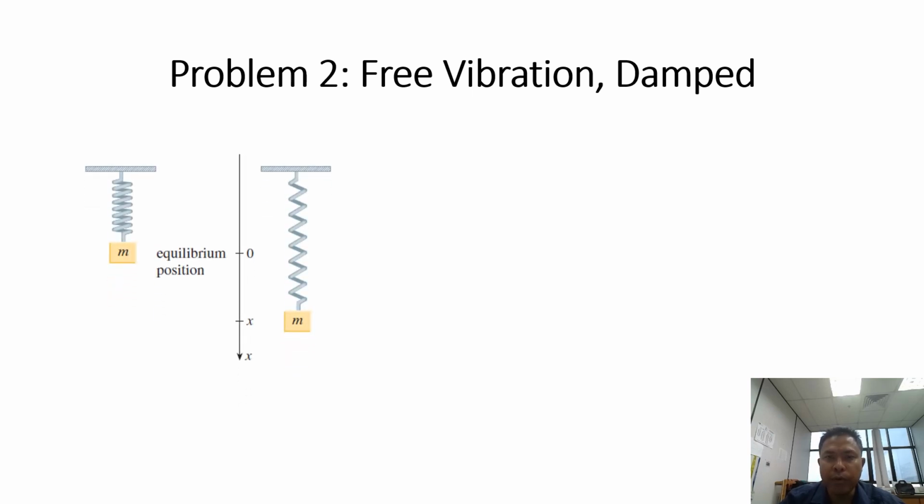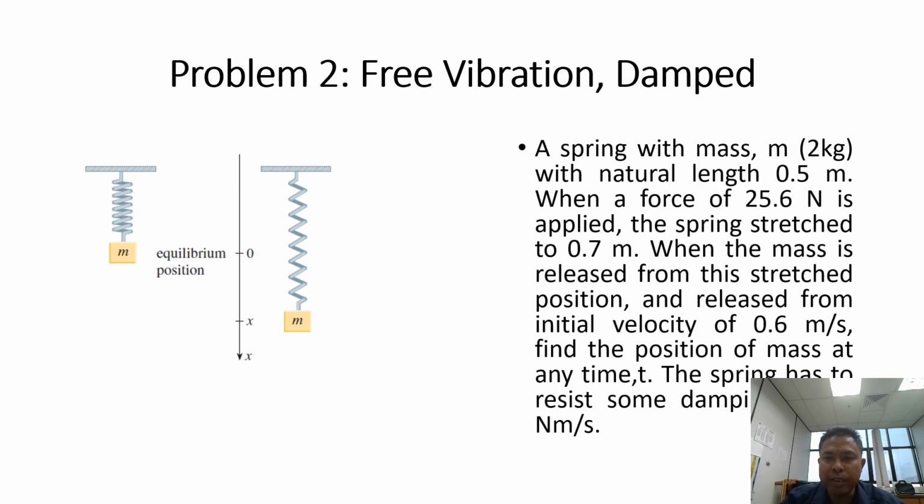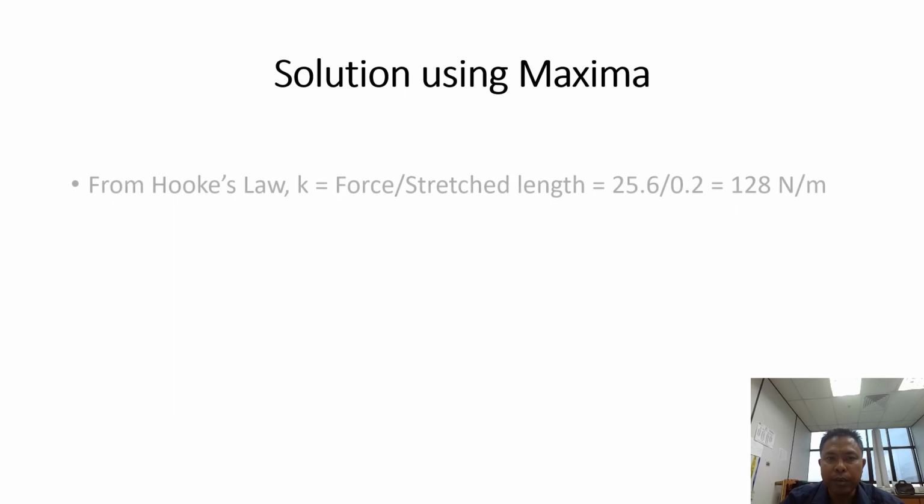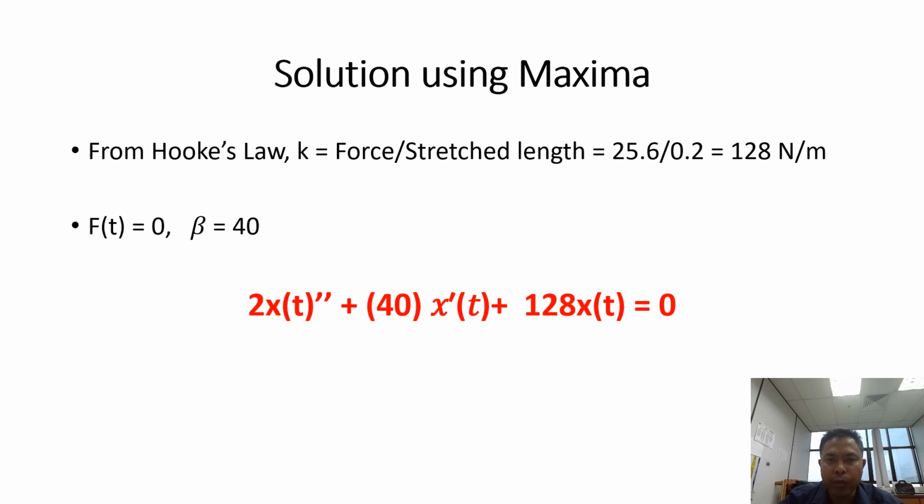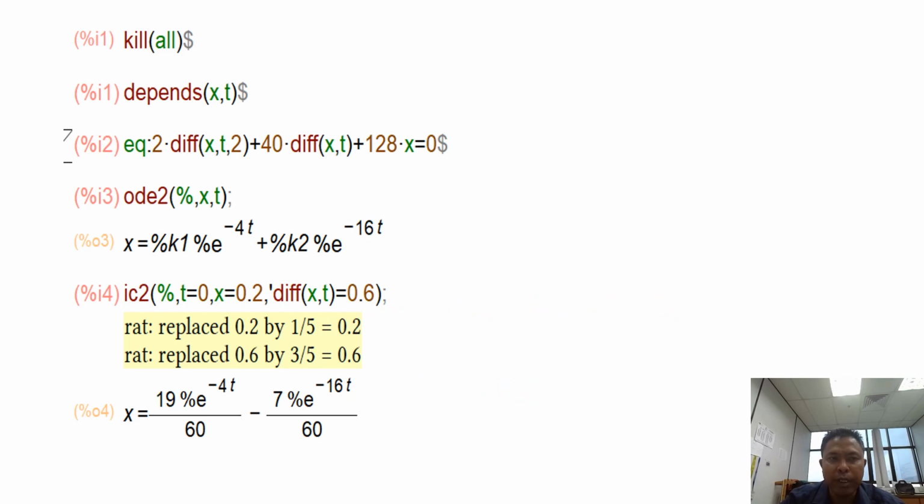The second problem is for free vibration with damping. So the same problem, but we just put in a damping constant. There's no video here, but I will just give you the code itself in Maxima. So we have damping, but still free vibrations. The equation of motion will be something like this, and this is the initial condition. By using Maxima, we can get the solution.